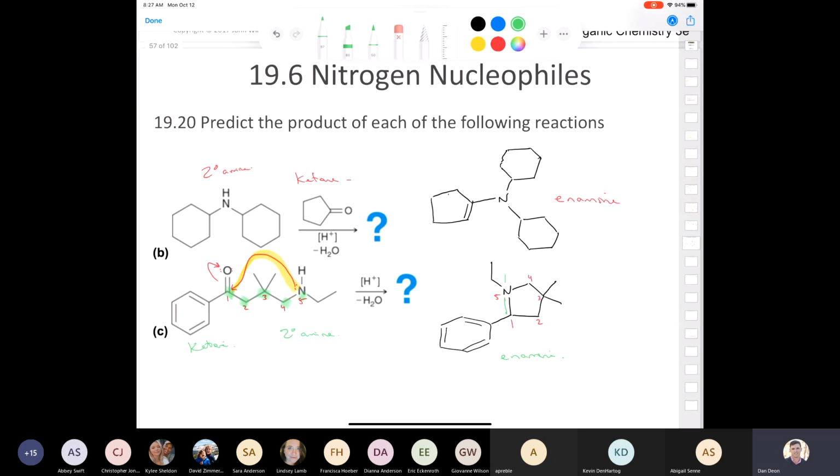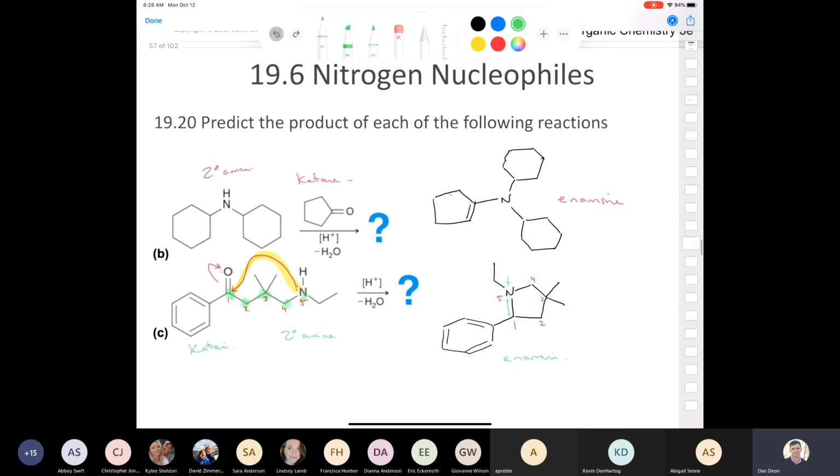If you were to put it here, then you'd have a positive charge on your nitrogen, and that's not correct either. So let's forget we ever did that and put the double bond of our enamine. Okay, enamine chemistry, imine chemistry. Give me a thumbs up if you follow me thus far on nitrogen nucleophiles, imine formation, enamine formation.